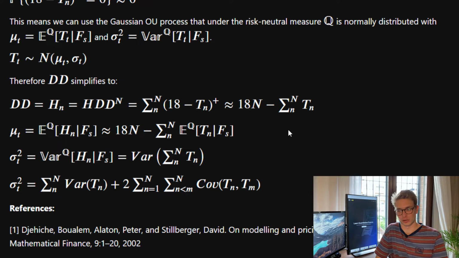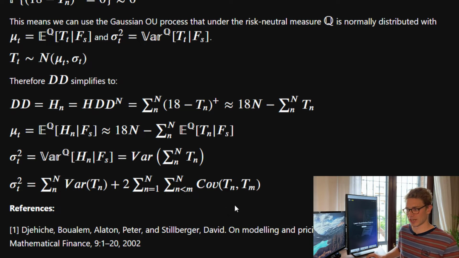For the actual variance, we just need the variance, or the quadratic variation, of the temperature process under the risk neutral measure. Essentially, that means we take the variance of the temperature and then we add 2 times the covariance of this summation across all the different days. Now I'll show you what that looks like in actual practice when we get into the implementation.